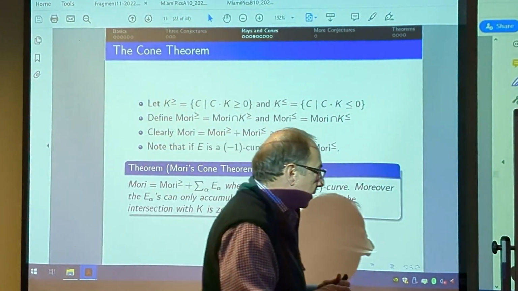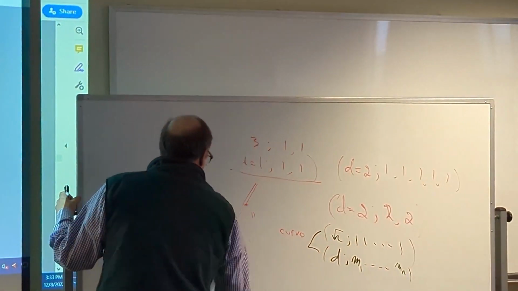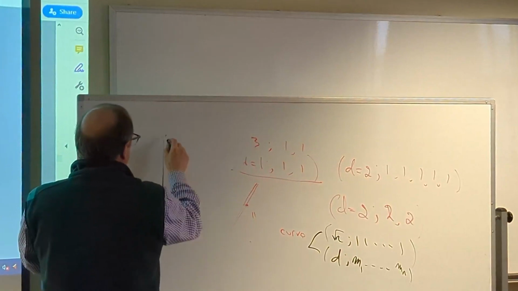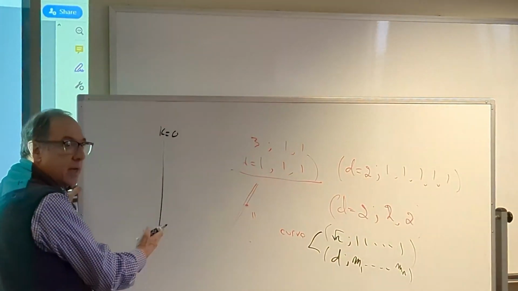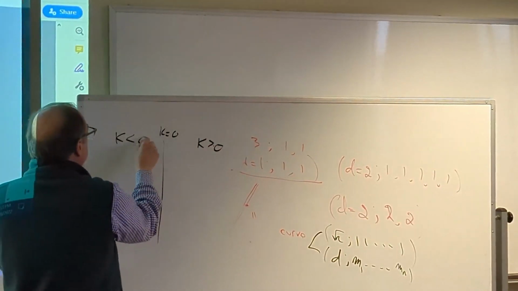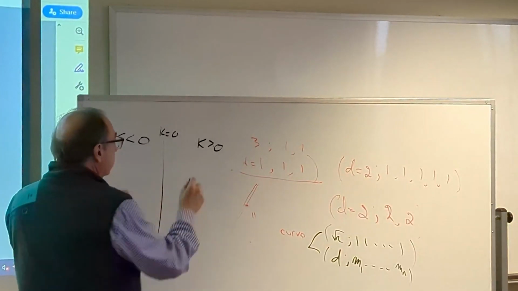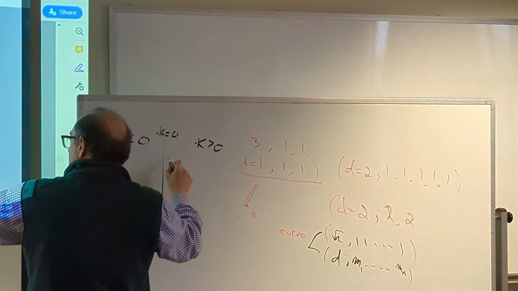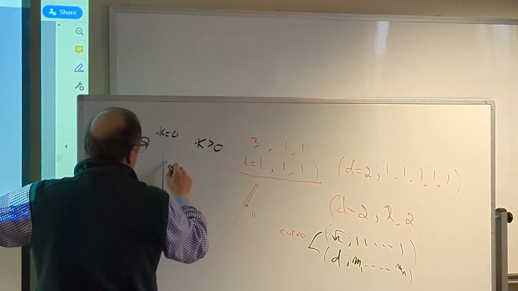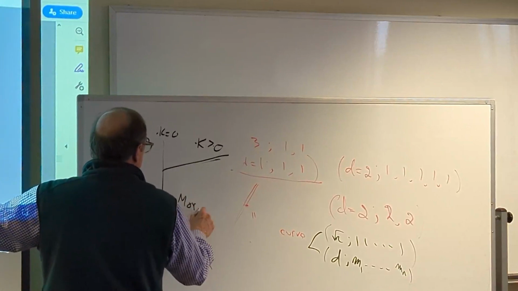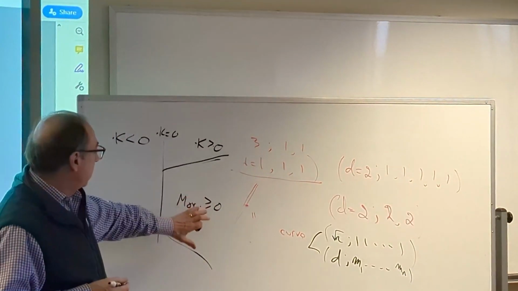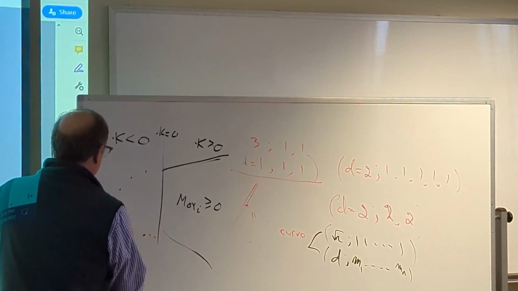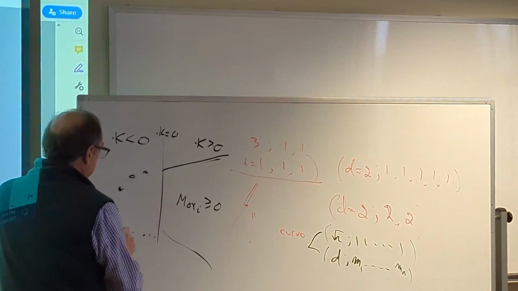Okay, so think of it this way: you have this cone, so it's some kind of cone in this high-dimensional space, and this is where K equals 0. This is the hyperplane with intersection K equals 0. This is where K is positive, and this is where K is negative. What this is saying is, you have whatever the mysterious part of the Mori cone is here. Here's Mori, the closure of the effective stuff that meets K non-negatively. And on this side, you have the individual -1 curves. Okay? That's the cone theorem.